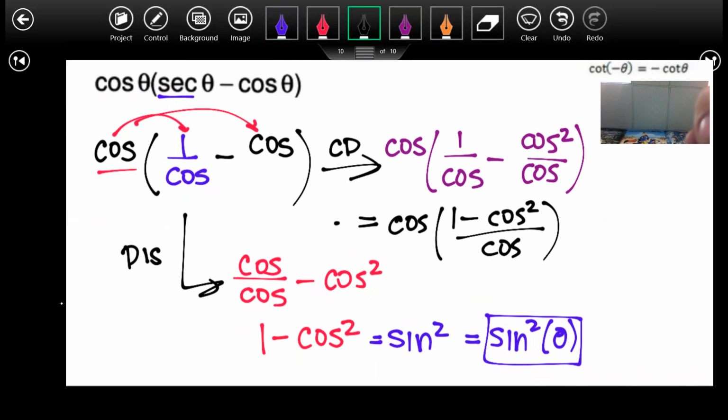Then what happens to those cosines? They cancel, and we're left with 1 minus cosine squared. And then this becomes sine squared, which is the same thing. So both ways work out. There's multiple ways of solving this. And when we get to the more complicated types of problems, it's going to get more complicated. It always gets worse before it gets better.